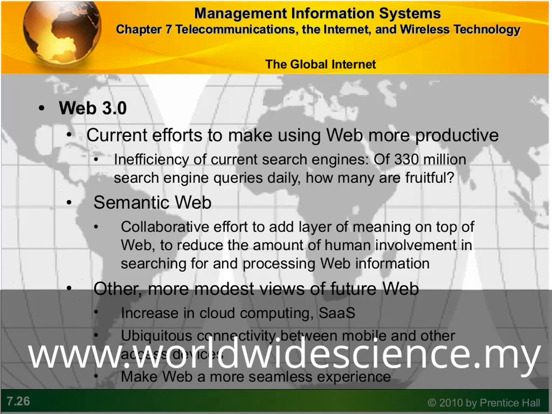Semantic means a collaborative effort to add a layer of meaning on top of the web to reduce the amount of human involvement in searching for and processing web information. It means that we try to make our machines understand, in general they say machine understandable. Semantic web means machine understandable.